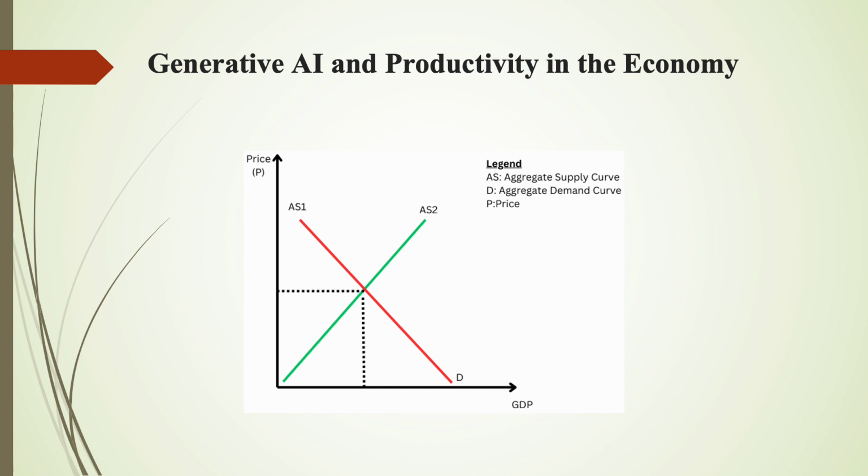On a scenario 2, AI leaves productivity unchanged. AI adoption faces challenges, resulting in no significant productivity gains. Aggregate supply curve AS remains unchanged. AS remains the same, indicating no significant change in productivity or output.